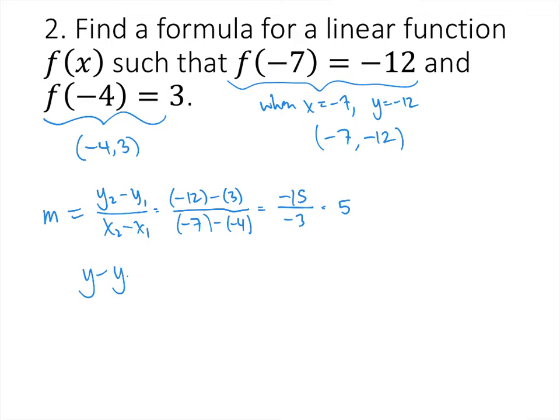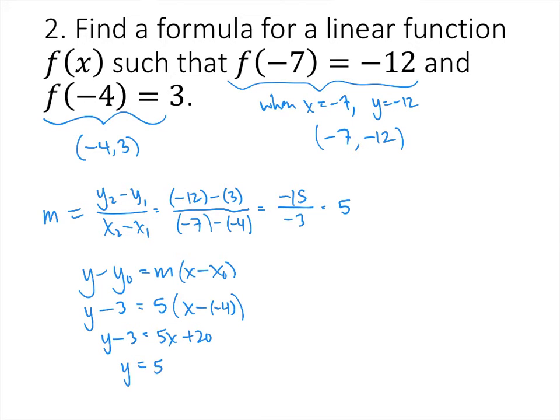Now using our point slope form, y minus y0 equals m times x minus x0. We know the m is 5, and we can use either one of these points for the x0 and y0. I'll use the point negative 4, comma 3. So my x0 is negative 4, and my y0 is 3. So I get y minus 3 equals 5x plus 20. Add 3 to both sides. I get y equals 5x plus 23.